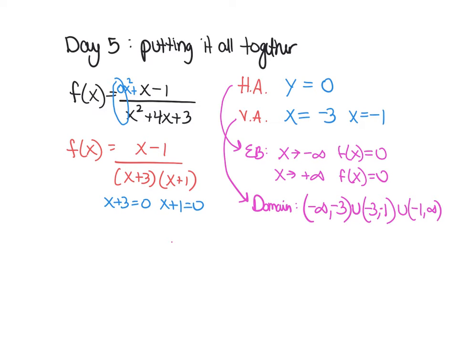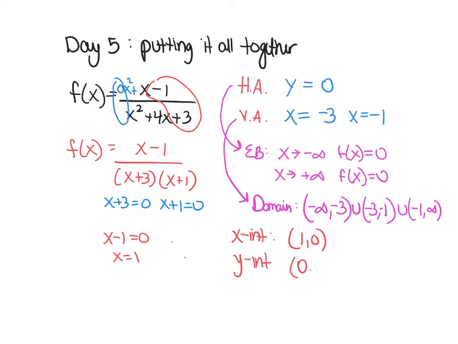The other thing we can get without looking at our graph are x-intercepts and y-intercepts. Your x-intercept comes from setting your numerator equal to 0. So if I set x minus 1 equal to 0, that leaves me with 1. And my y-intercept, remember, is the ratio of your constants at the end. Because if we plug in 0 for all the x's, what you'll be left with is -1 over 3. Okay, so again, we have gotten all of this without even looking at our graph.